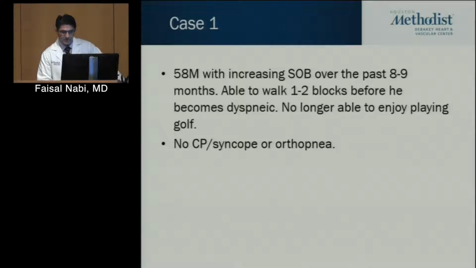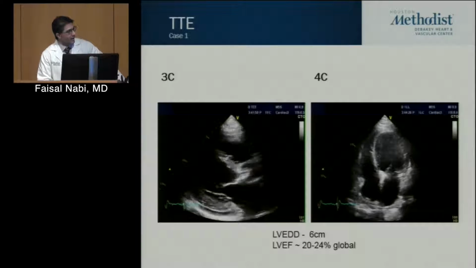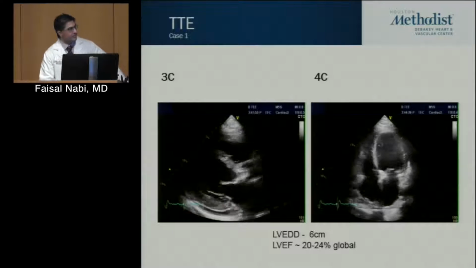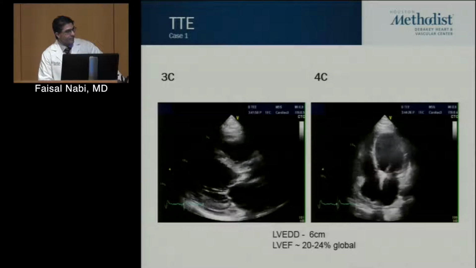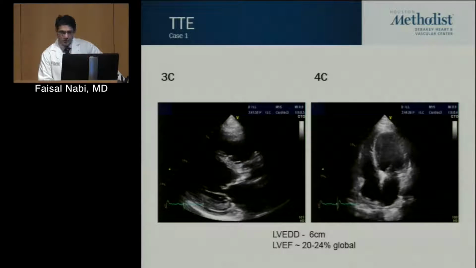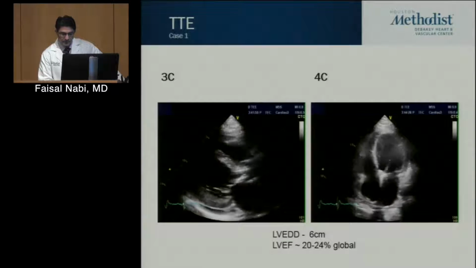So he came in for further evaluation, and here are his transthoracic echo images. I hope you'll appreciate that this is definitely an enlarged left ventricle. Function is severely depressed. You can see a very heavily calcified aortic valve.